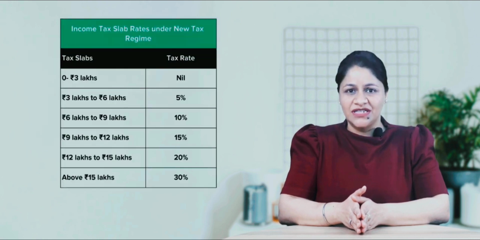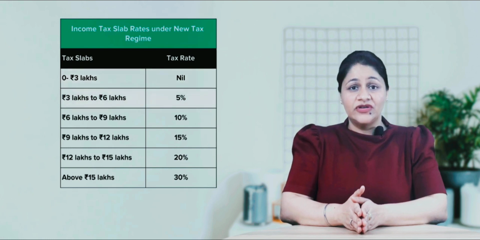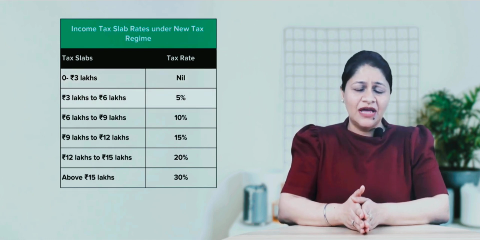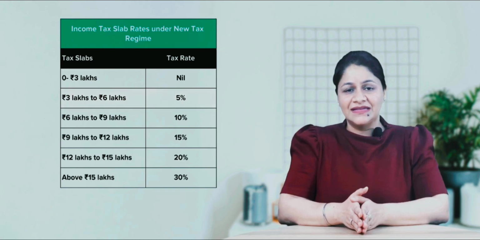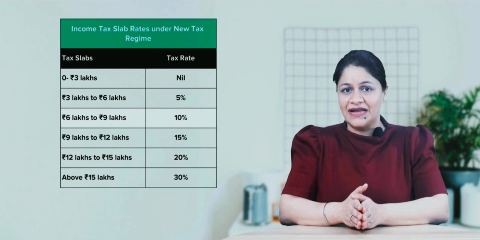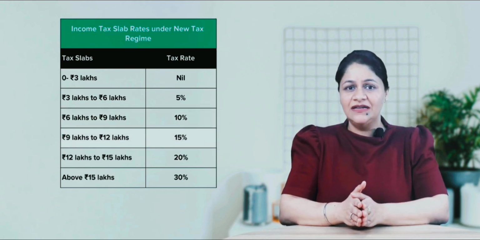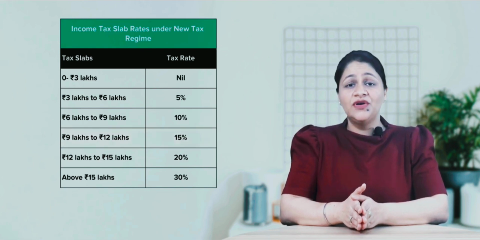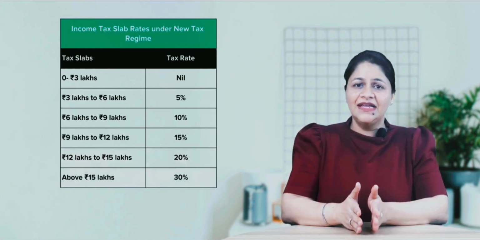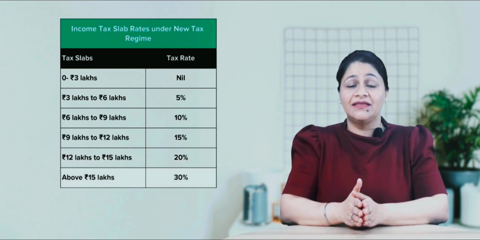Moving on to the new tax regime. There is no tax on income up to 3 lakh rupees. Then, for the next 3 lakh rupees of your taxable income, you'll have to pay 5% tax. Next, for income falling between 6 lakh rupees and 9 lakh rupees, you'll pay 10% tax. For income between 9 lakh rupees and 12 lakh rupees, you'll pay 15% tax. Similarly, for income between 12 lakh and 15 lakh, the tax rate is 20%, and any income above 15 lakh rupees will be taxed at the highest rate of 30%. The tax slabs are same for all age groups under the new regime.